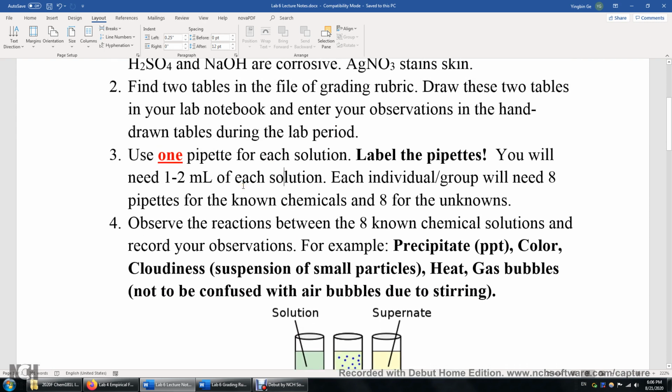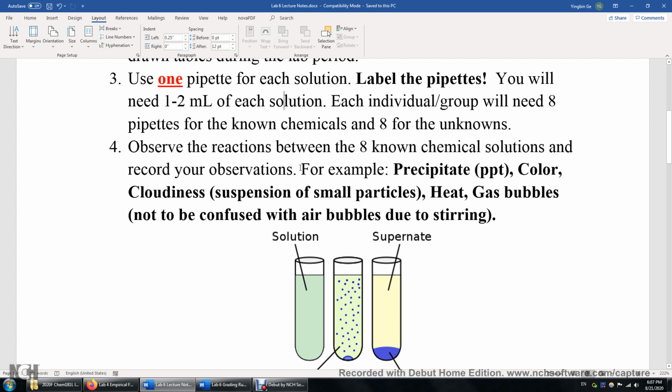For each chemical solution, you need a pipette. Therefore, you need a total of 16 pipettes, 8 for the knowns and 8 for the unknowns. Be sure to label every pipette. You need about 1 to 2 milliliters of each solution. I'll let you estimate. When you observe the reactions between the 8 known chemicals, you have to record your observations faithfully.